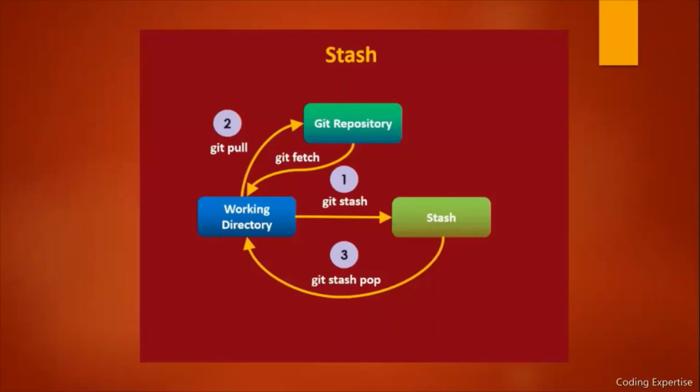Let's move on to git stash. Git stash temporarily saves the data without committing, and you can apply the stashes whenever you need them. It helps to maintain the working directory clean. And git stash pop deletes the stash once it applies. We already talked about git pull and git fetch. Let's go back to the command prompt and play around with the git stash commands.